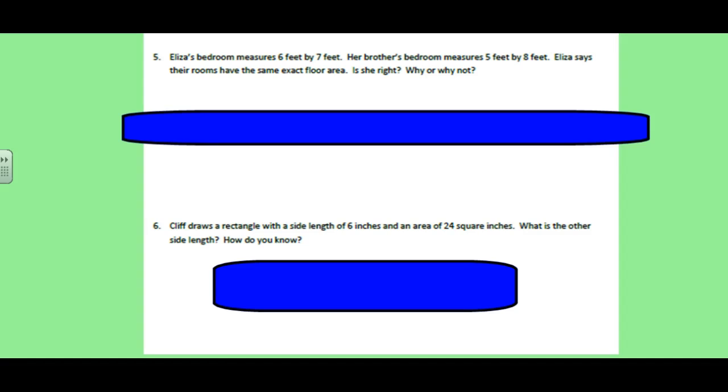And we're talking about two different rectangles here, so I'm going to be looking for two different rectangles, and make sure on both rectangles that you have the side lengths labeled. Make sure you're answering the question of, is Eliza right? And then you also need to make sure that you tell me why or why not. Whenever you have those things finished on your paper, you may push play to check your answer.